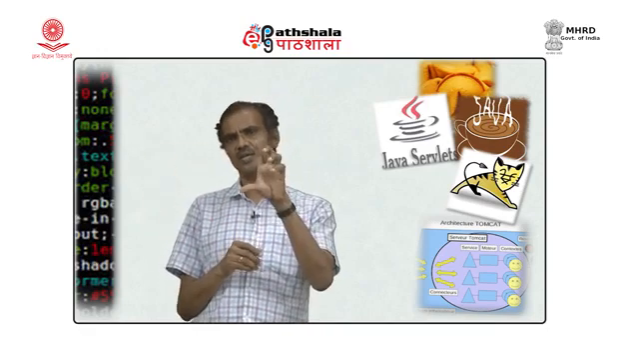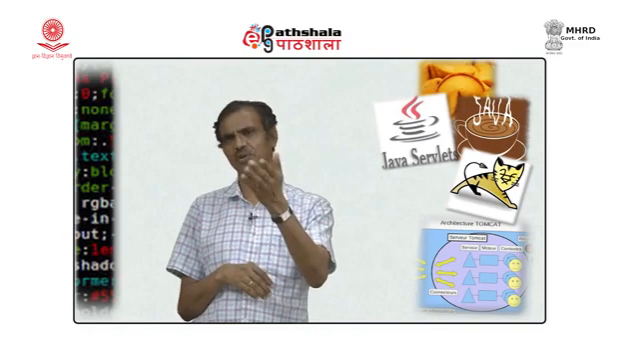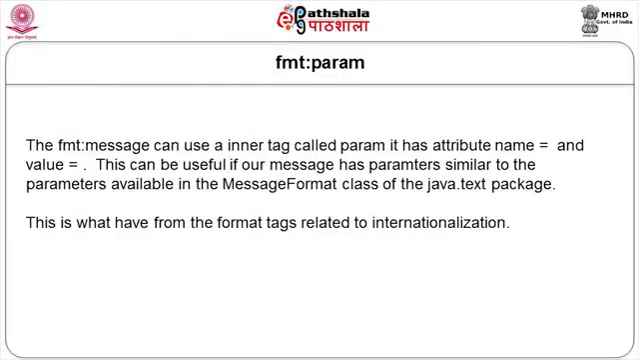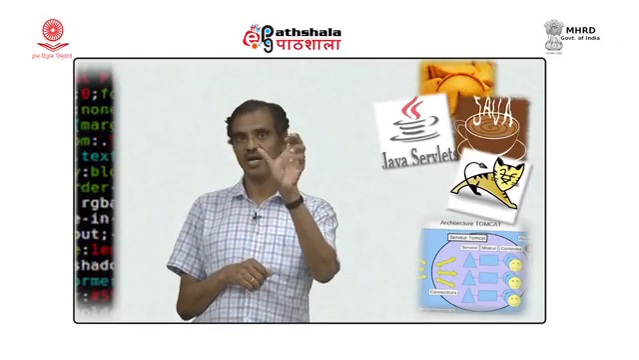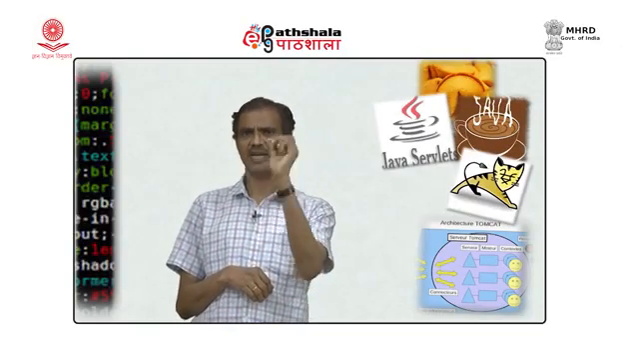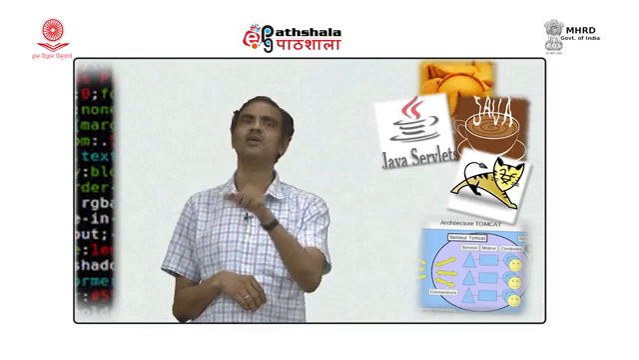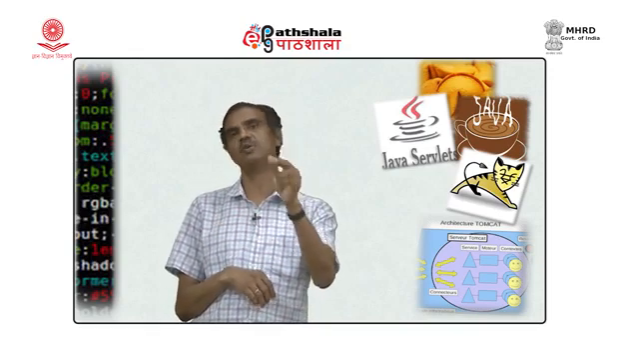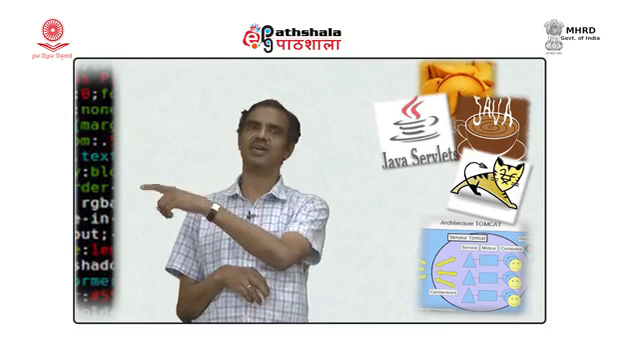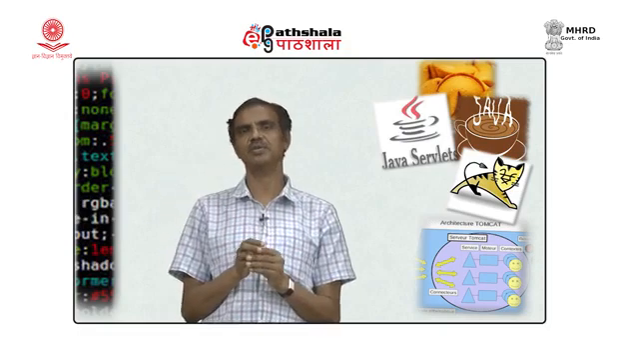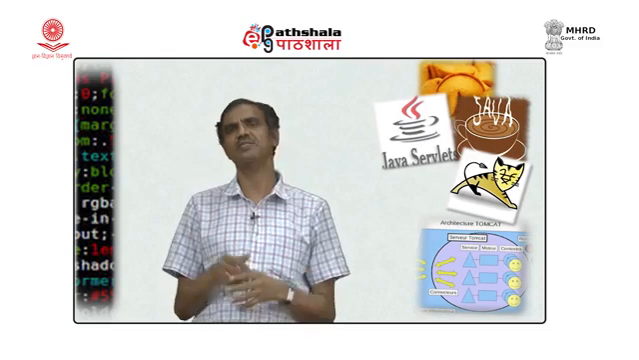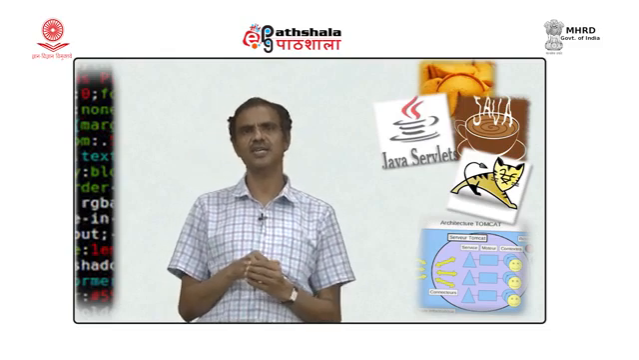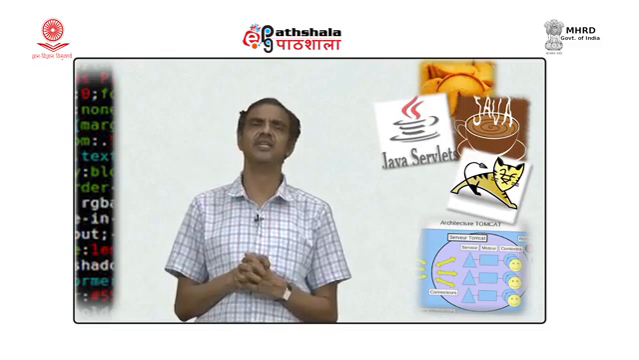Another thing, we might sometimes have a formatted message, the MessageFormat class of the java.text package. If that is being used, we understand that it can have parameters. So if you want to pass parameters to that, our fmt:message can include an inner tag called param, where we will say fmt:param name equal to and value equal to. That is something which can be used here. So that is what we have in the format tags related to internationalization.